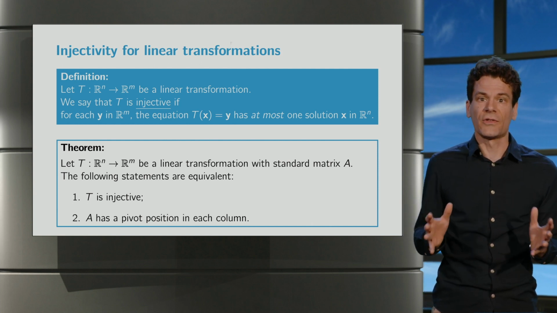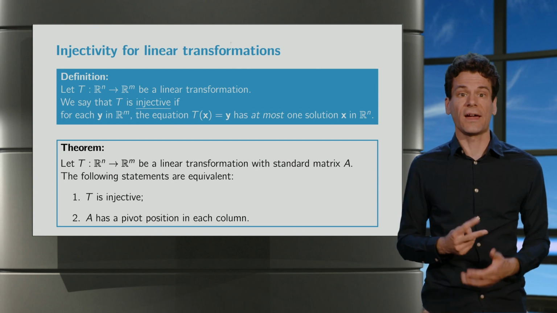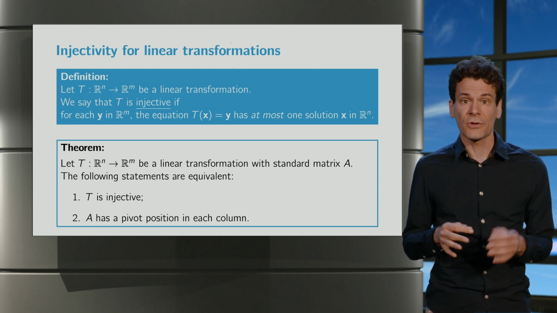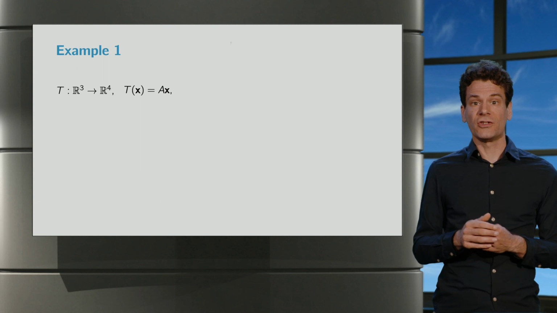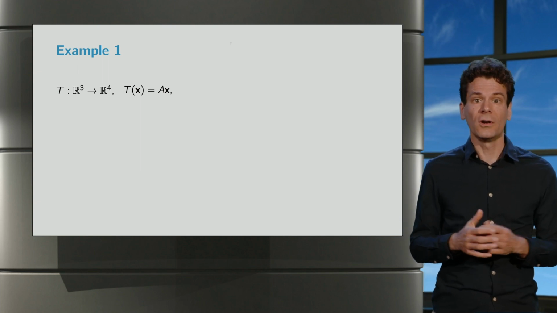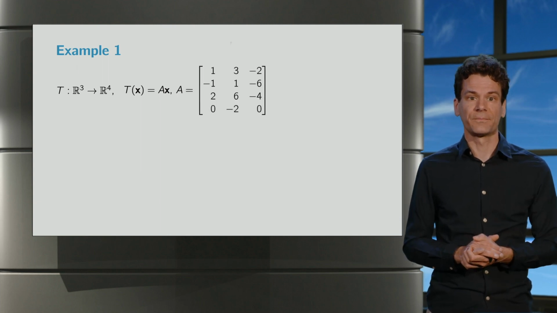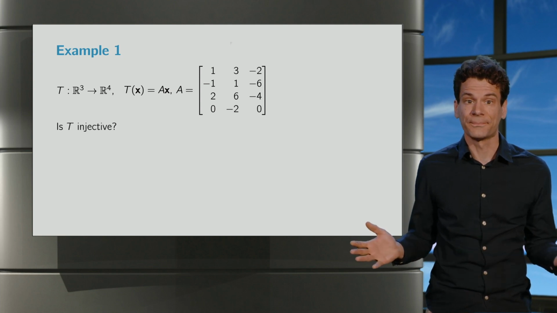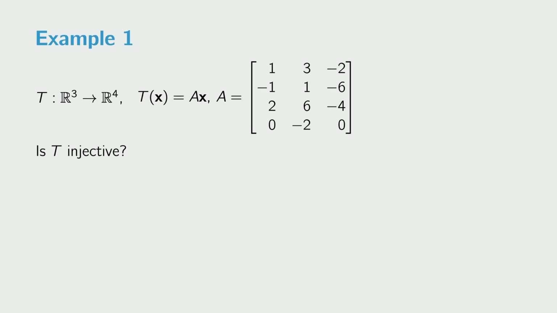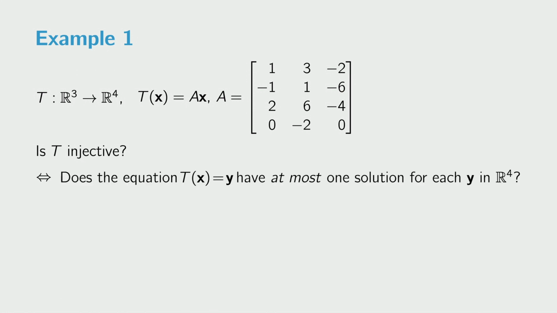To illustrate why this theorem is true, let me show you two examples. First, consider the matrix transformation T from R3 to R4 with this standard matrix. Is T injective? By definition, this question comes down to the following. Does the equation T(x) equal to y have at most one solution for each y in R4? The equation T(x) equal to y is the same as the equation A times x equal to y.